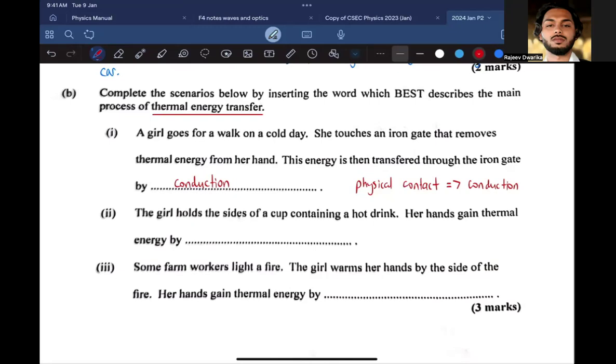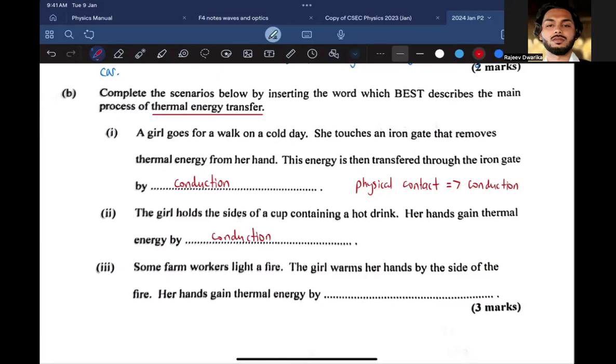So part two. The girl holds the sides of a cup containing a hot drink. Her hands gain thermal energy by... What are you all seeing there? Are you all seeing an example of physical contact? Yeah. So that's conduction immediately.